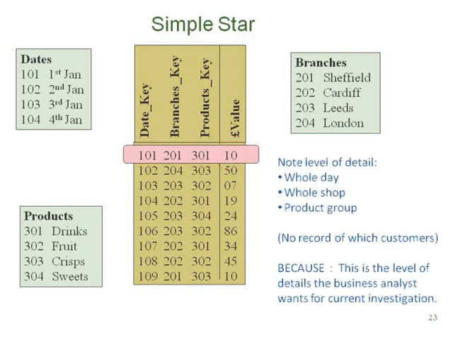Before we move on, it is really important that you understand the level of detail shown within this simple star. The row that is highlighted represents sales information aggregated to the level of the whole day for a whole shop for a particular product group. Notice there's not even a record of which customer bought this because it's all the different customers together. This is the collective record for the day, shop and product group.